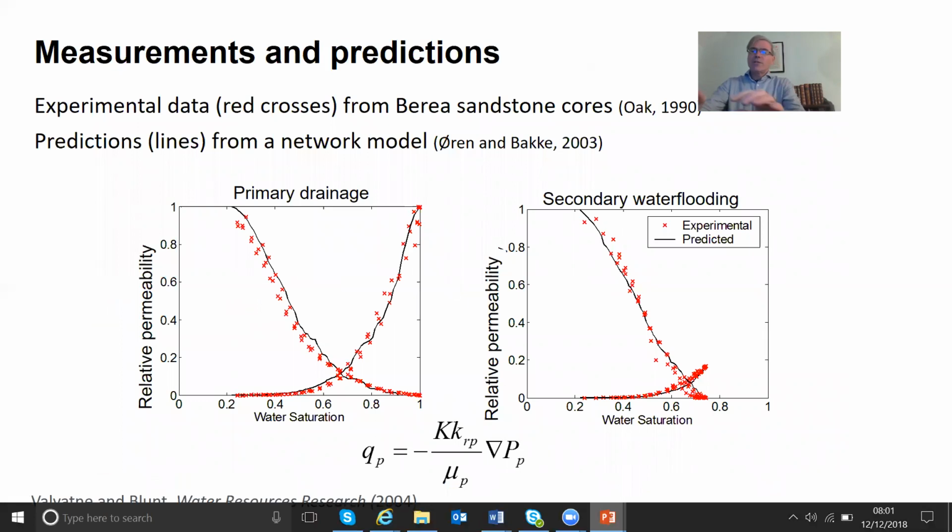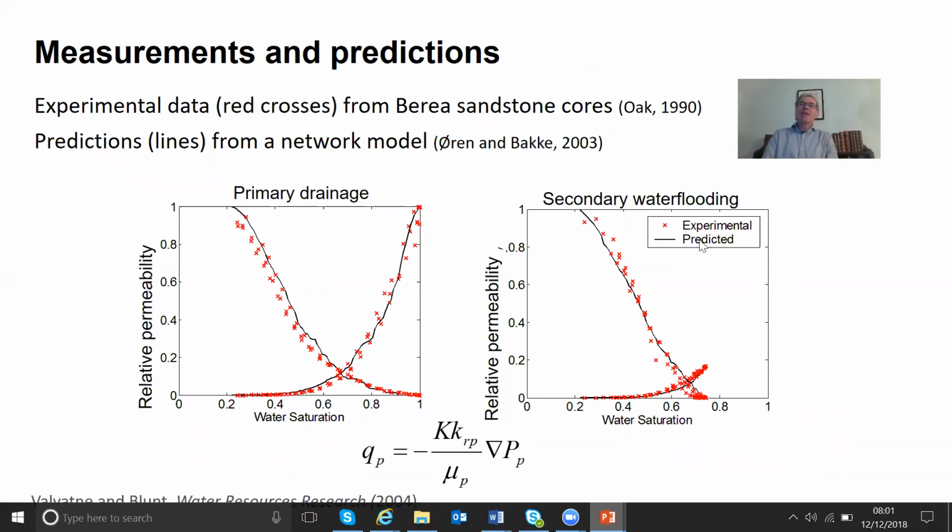So now let's look at what a relative permeability looks like. Here we have some classic experimental data from the literature, shown in red, again on a water-wet sandstone, Berea sandstone by Oak. The first curve on the left here is for primary drainage. What this represents is a piece of rock that initially is full of water, then oil is injected, and we increase the fractional flow of oil.